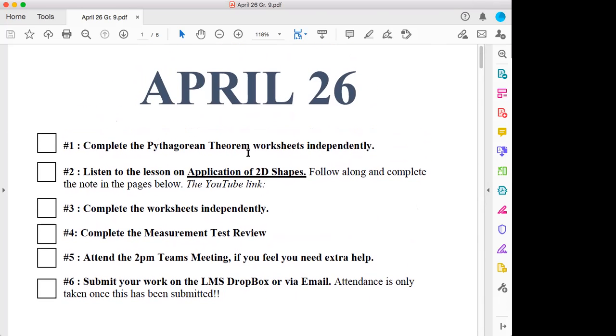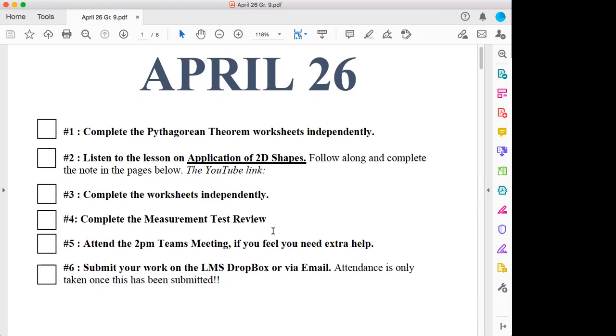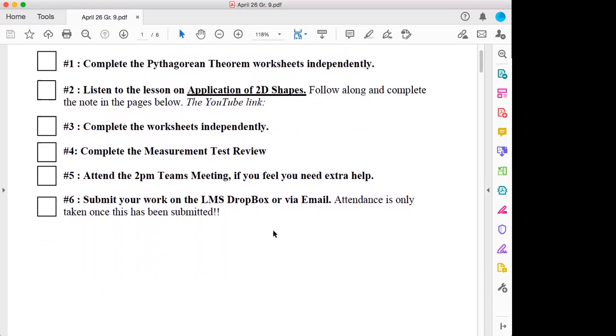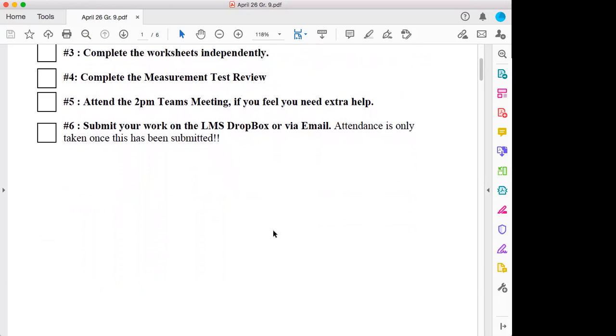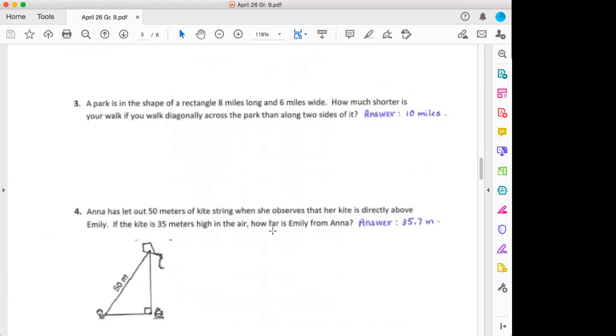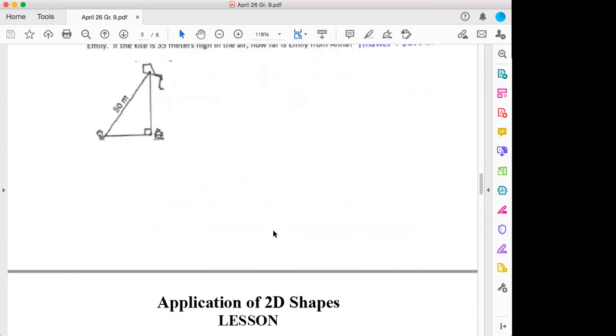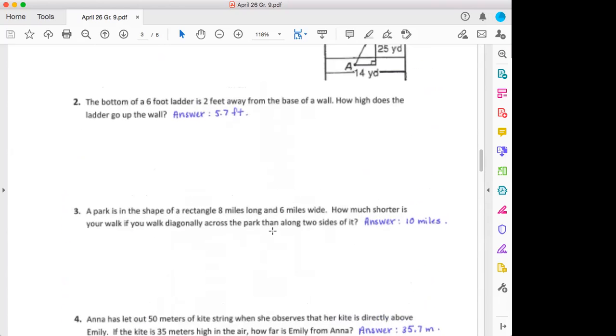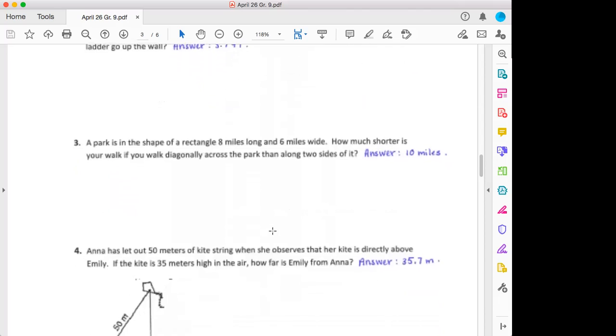For today, you are doing a bit more practice questions for Pythagorean theorem to make sure that you're okay with that. We have a lesson on 2D shapes, so to find the perimeter and area of composite shapes. And then you have your measurement test review, which is a little long, but will help you out tremendously. So this is the independent questions. So just remember that when you're doing word problems, to have a therefore statement that answers your question.